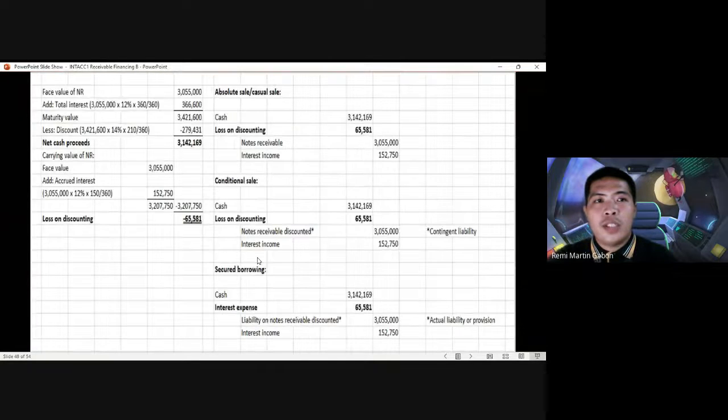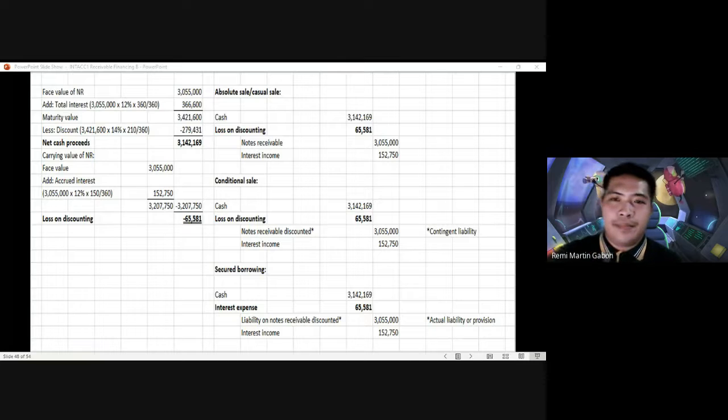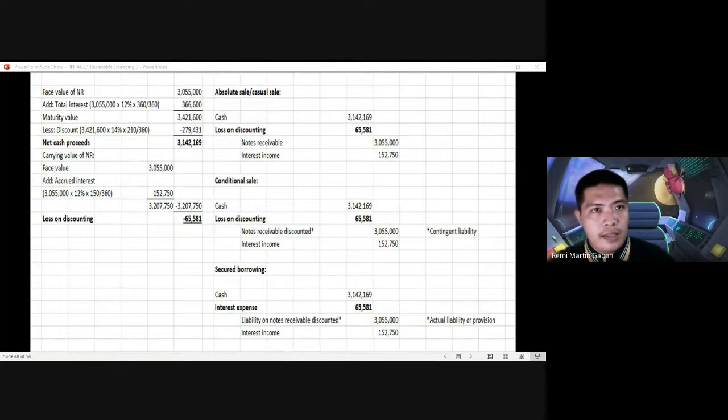Using this journal ay yung format ng competition. Magkano kaya yung net cash proceed natin? Kindly have it in the chat box kung magkano yung na-compute yung net cash proceeds. Sige, start.